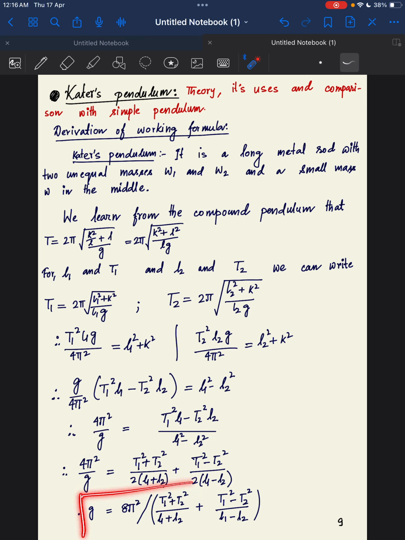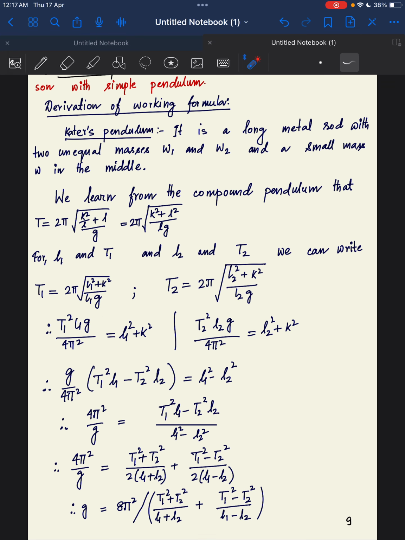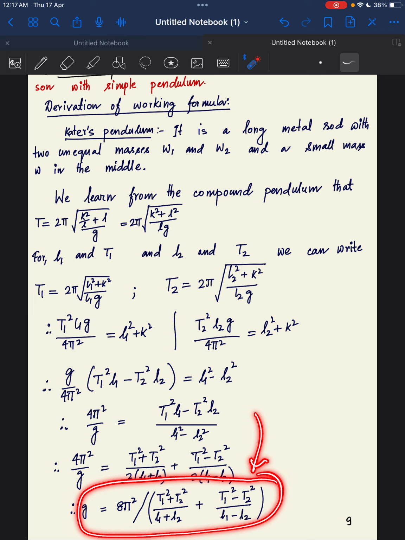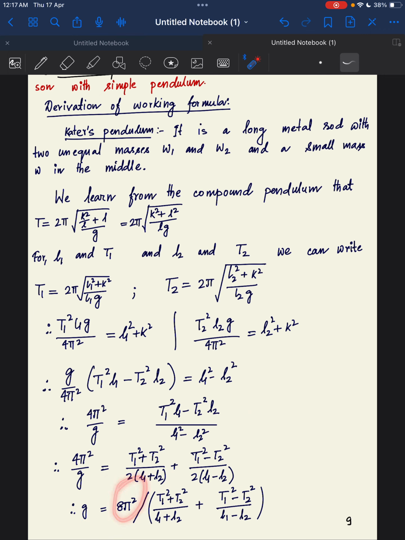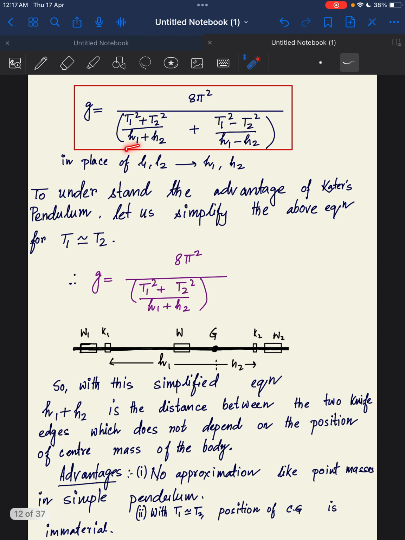So this is the working formula of Kater's pendulum, and this is not discussed in the manual due to limitations and to keep the theory from becoming too lengthy, not too clumsy. So this way you can understand how the formula for Kater's pendulum is derived. So this is 8π squared divided by T1 squared plus T2 squared times L1 plus L2, plus T1 squared minus T2 squared times L1 minus L2. In the manual we have written L1 and L2 as h1 and h2, so we can write this like this.